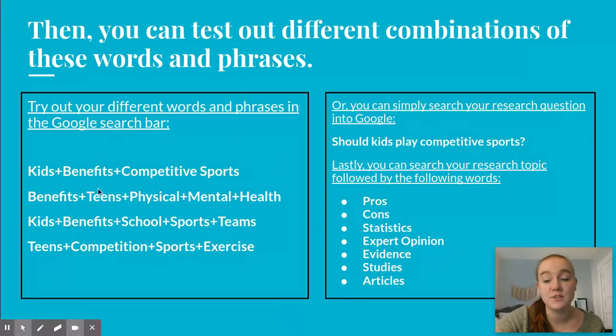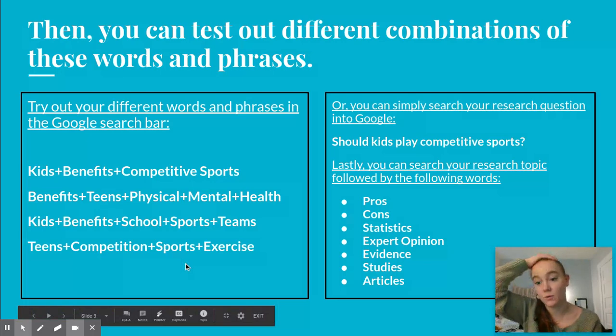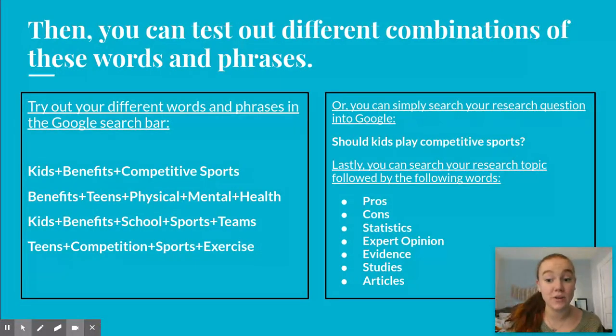These are different types of combinations and orders of these words that you can type into the Google search bar, and you will get different results. You'll be surprised at the new results that come up, possibly, to find more evidence. You can also just search your question into the Google search bar. Should kids play competitive sports? You can just do that.